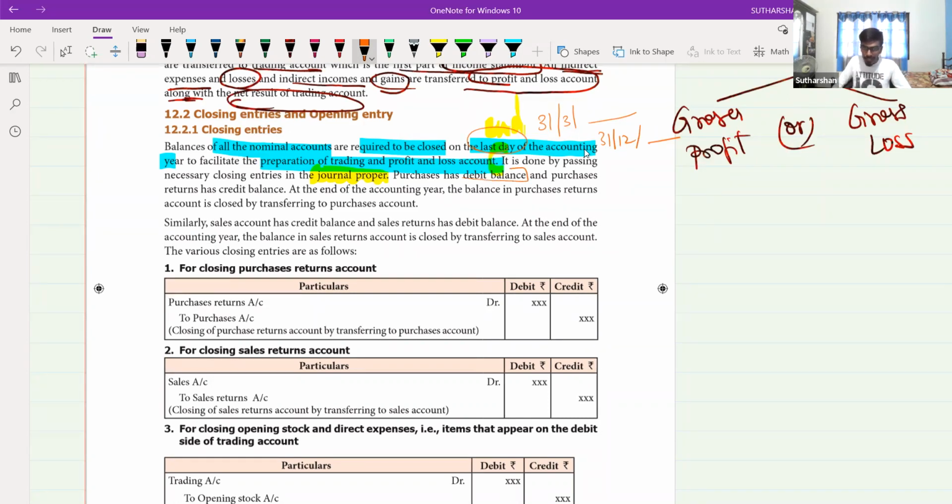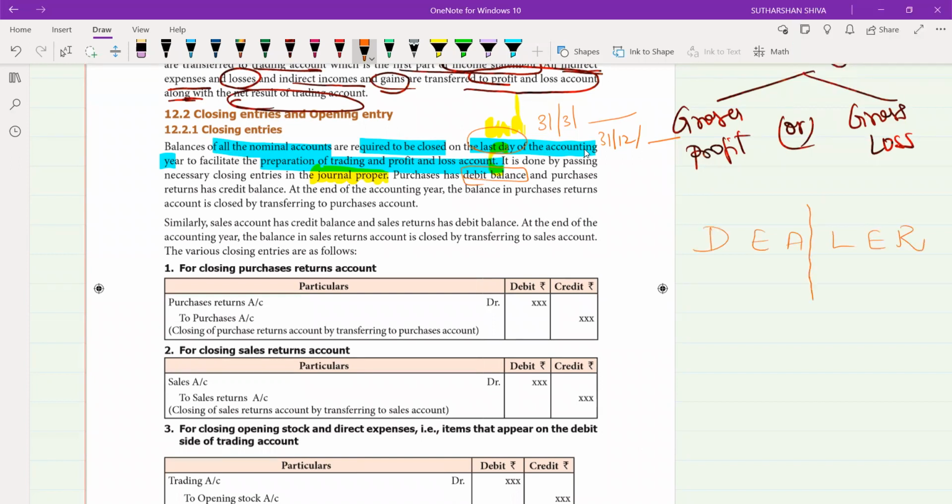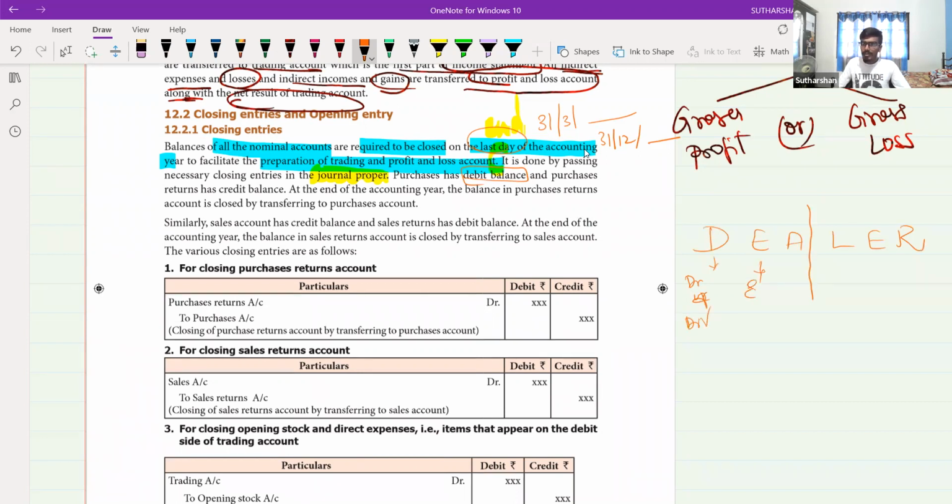Purchases has a debit balance, right? Everyone agreed? In my basic class, I have taught you the dealer concept, right? Is everyone familiar with this concept? Dealer: D for drawings and dividends, E for expense, A for asset, L for liability, E for equity or capital, R for revenue or income or profit.